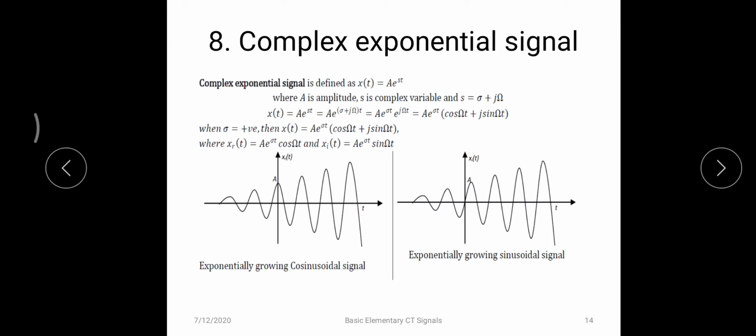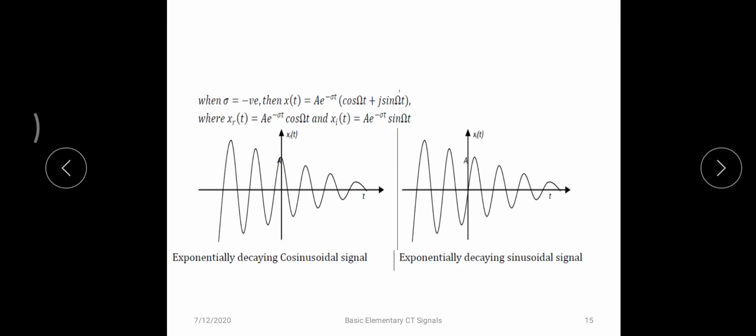This is when sigma is positive. When sigma is negative, these figures will be reversed, going from maximum value to minimum value. So this is decaying and the previous one is growing. So this is an exponentially decaying cos signal and this is an exponentially decaying sine signal.